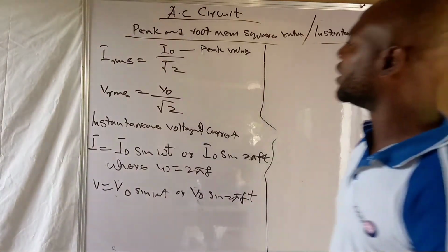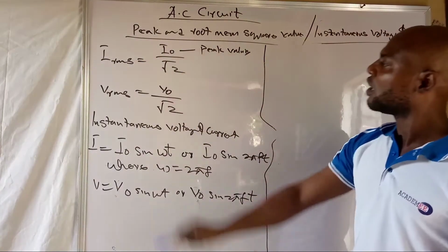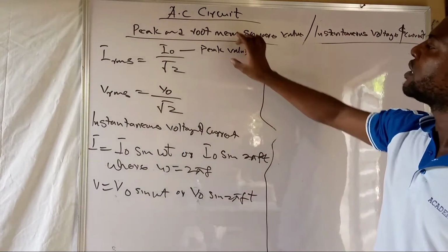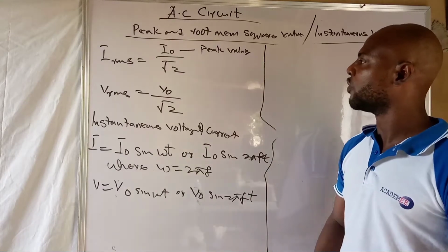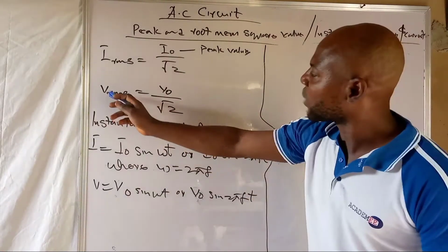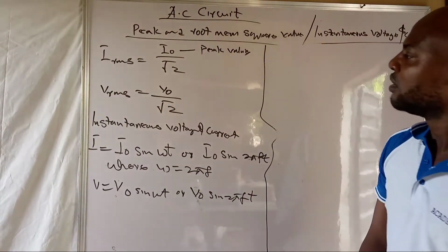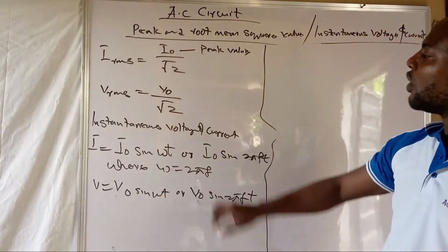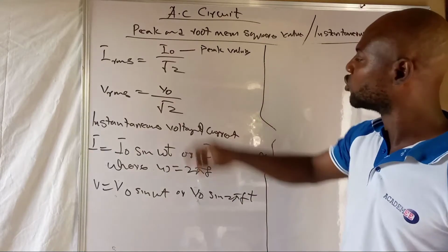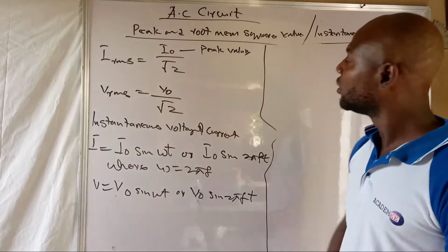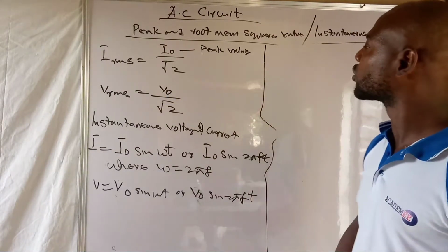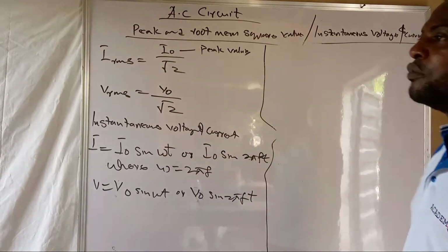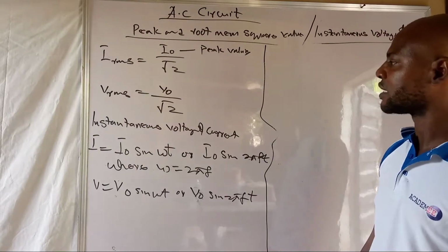Our current root mean square is given by I naught all over root 2, where I naught is the peak value of the current. As well as voltage root mean square, which is also equal to V naught all over root 2, where V naught is the peak value, that is, the maximum voltage in an AC circuit.